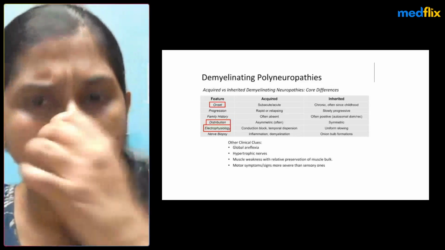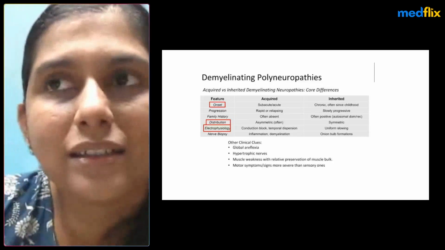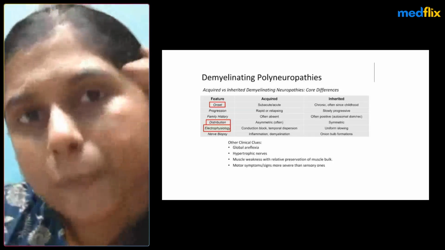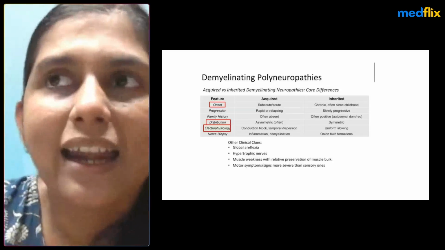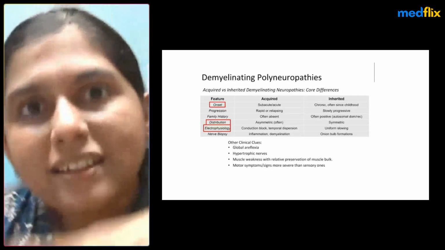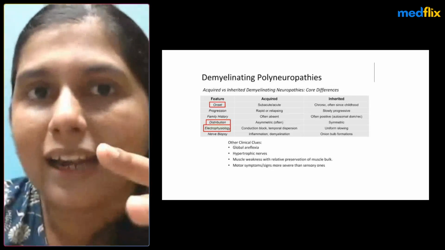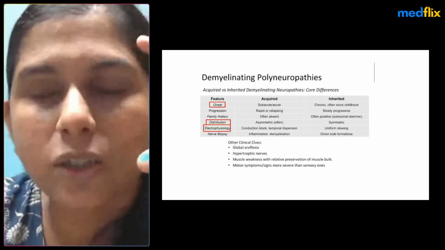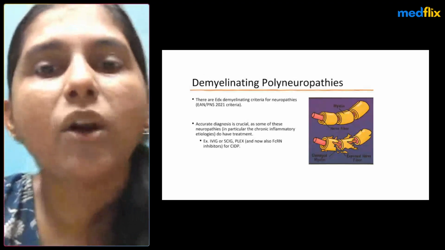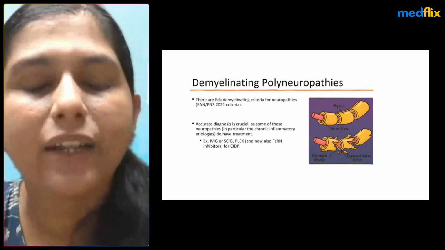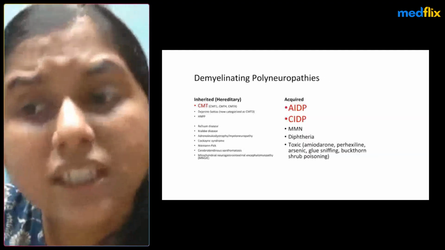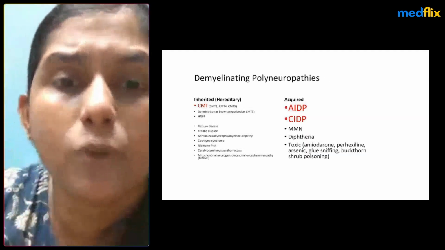Other clinical clues, and this is very important, is muscle weakness that is disproportionate to the wasting. In an axonal neuropathy, the wasting and the weakness go hand in hand as compared to these demyelinating neuropathies. So these are some clinical clues we should keep in mind, because we may not always have nerve conduction handy. And of course, we have very specific and stringent criteria to say that it is a demyelinating neuropathy.